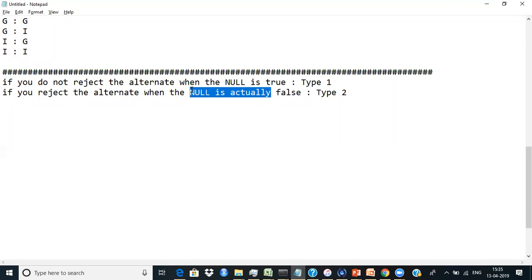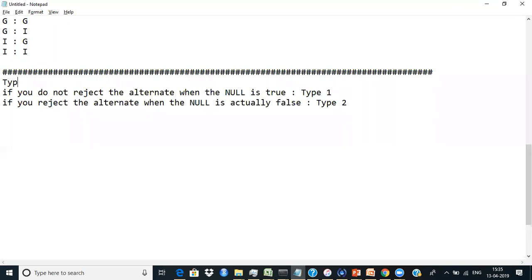All of you understand this, right? Two kinds of error. So these are types of error. Type 1 and type 2. Type 1 error is what you already know. What is type 1 error? Type 1 error is very easy to interpret.